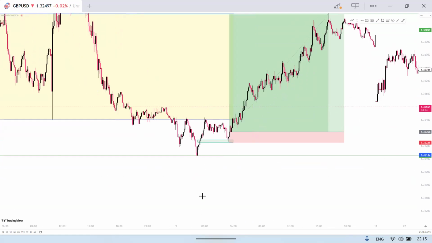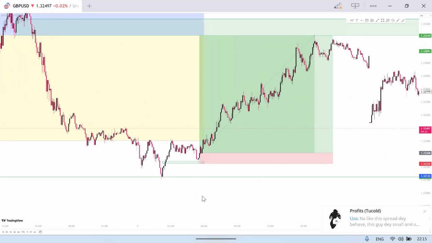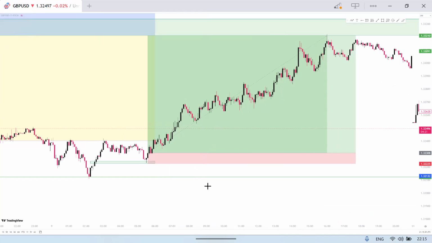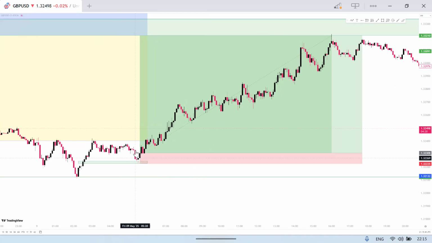when price tapped into my zone. When price tapped into this, what's it called? The fair value gap I marked on the 15-minute time frame. I dropped down to the 5-minute time frame. I use 3 candlestick confirmation to take my trade, which is this. Price was coming, selling, selling. Then the next one, it rejected.